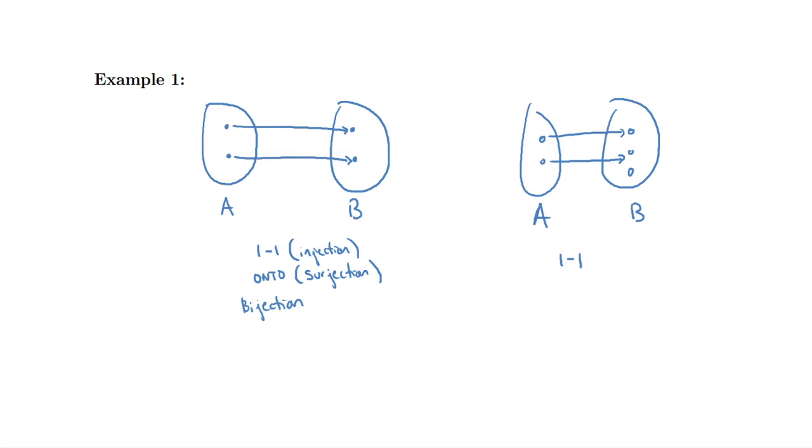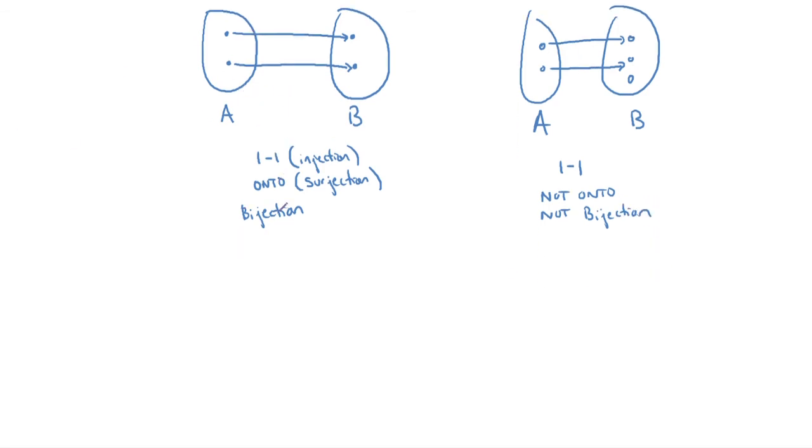However, do you notice that there's a problem with this function in that it is not onto because there's an element of B that's not hit, right? This third element is not hit by anything in A. So this function is not onto. And of course, since it's not onto, it is not a bijection, right? So you can only have a bijection if it satisfies both of these. I mean, you could write not a bijection. Okay. What else could we have?